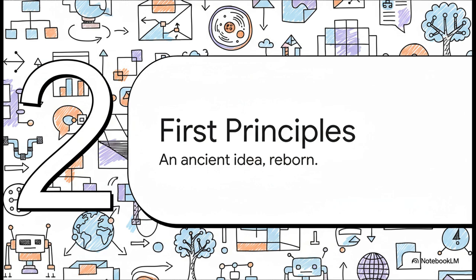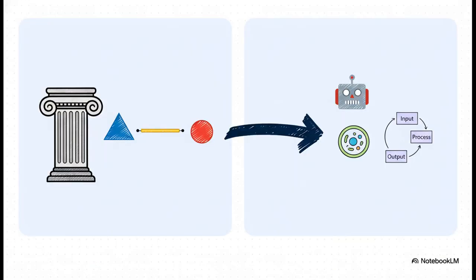Now, this whole idea of starting from the absolute basics, it's not new at all. The axiomatic method is actually ancient, and it's an incredibly powerful way to think. It's all about starting with a handful of simple, undeniable truths, and then building an entire logical world on top of them. So check this out.